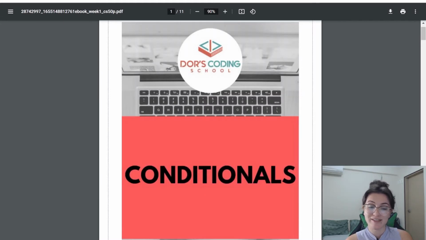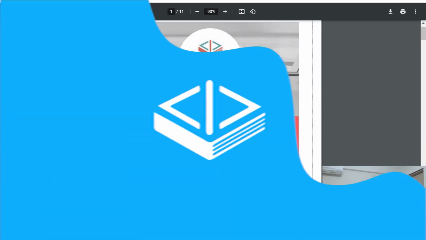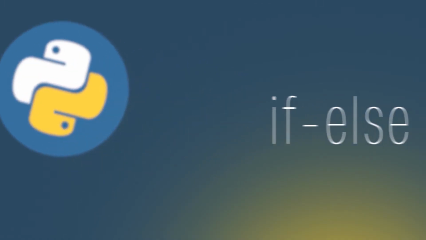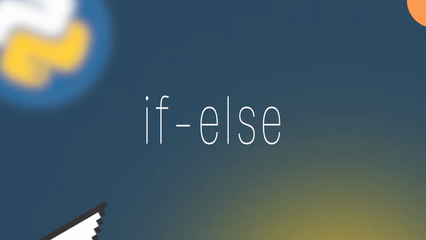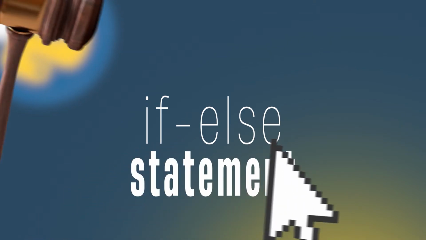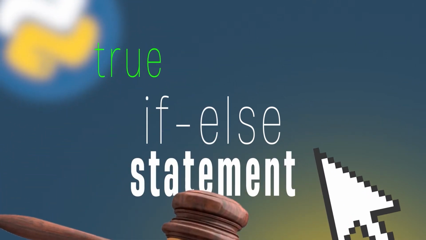So the main idea that we're going to see in these exercises will be about conditionals. So let's see the animation about if and else conditions. Python if and else statements help coders control the flow of their programs. An if and else Python statement evaluates whether an expression is true or false.